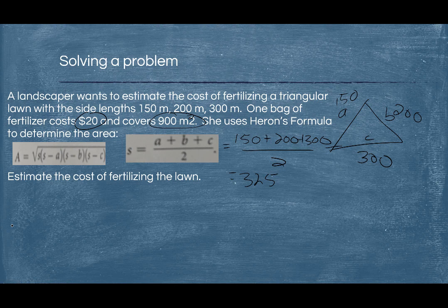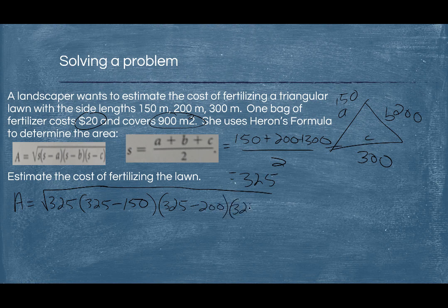So I'm going to take that value and substitute it into the area formula, which is the square root of S. So that's 325. I'm really going to have to extend this square root here because I've got a lot of numbers to punch in. Bracket, 325 minus A, and I said A is the first side, 150, minus 150. I'm going to extend this out, close my bracket, times 325, that's always my S value, minus B, minus 200, times 325 minus C, minus 300.